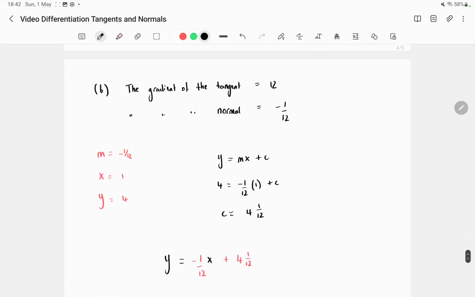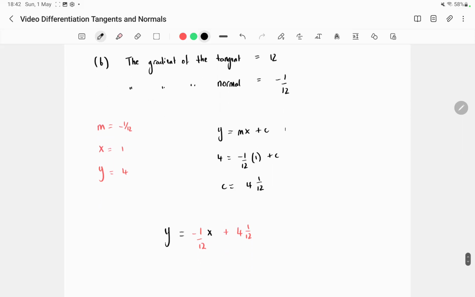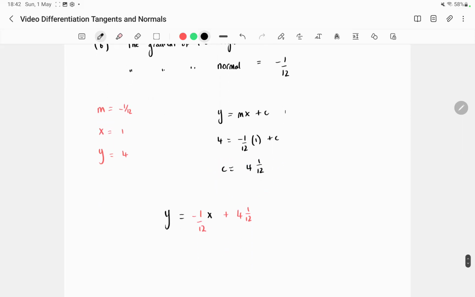Part B, it's the same point, the same coordinate. We're just looking at the equation of the normal now. Now the gradient of the tangent is 12, so the gradient of the normal is therefore the negative reciprocal, which is minus 1 over 12. And just like before, we need m, x and y, plug it into y is equal to mx plus c. This time we'll have a different c value and obviously a different m. So in this case, y is equal to mx plus c, where m is the negative reciprocal of the gradient of the tangent, and c is worked out by doing y is equal to mx plus c.